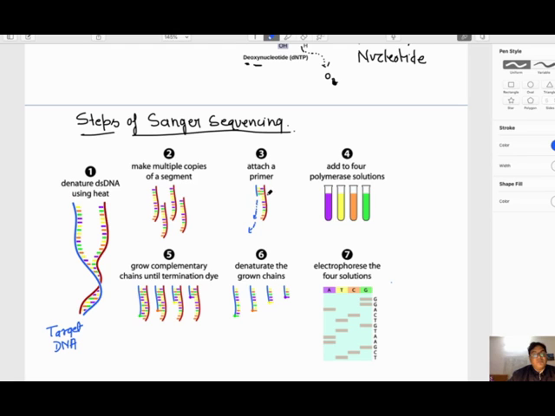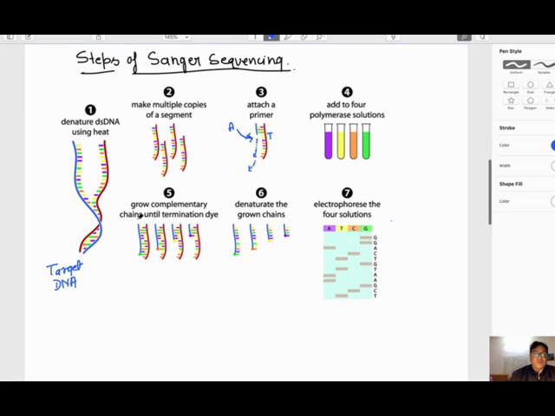Say for example, if it is T here, and we give abnormal dideoxynucleotide A, the chain will be terminated here only. So we have to add 4 polymerase solutions here, 1, 2, 3, 4. In these solutions, we have added different types of dideoxynucleotides in very low concentration. Then we have to grow the chains, and the chain is terminated at those points where the dideoxynucleotide comes.